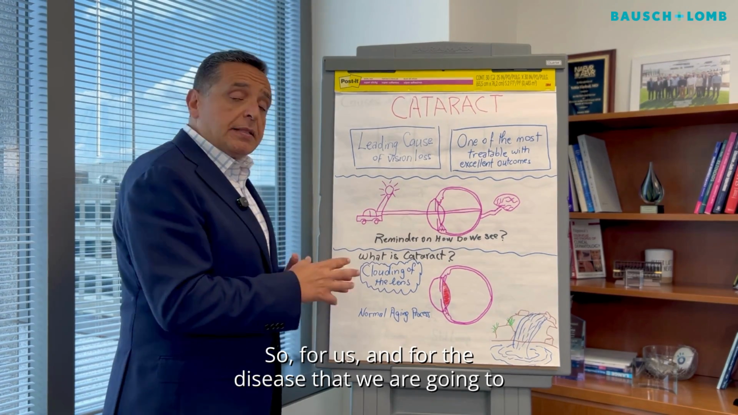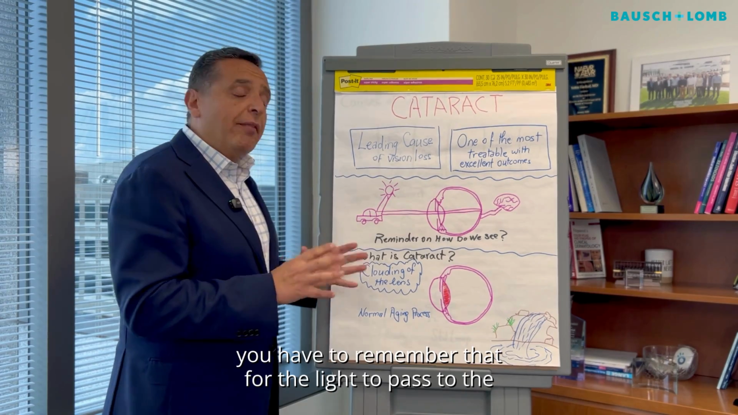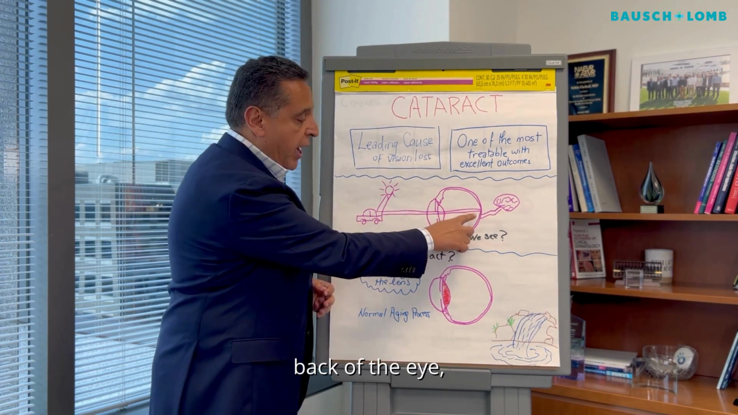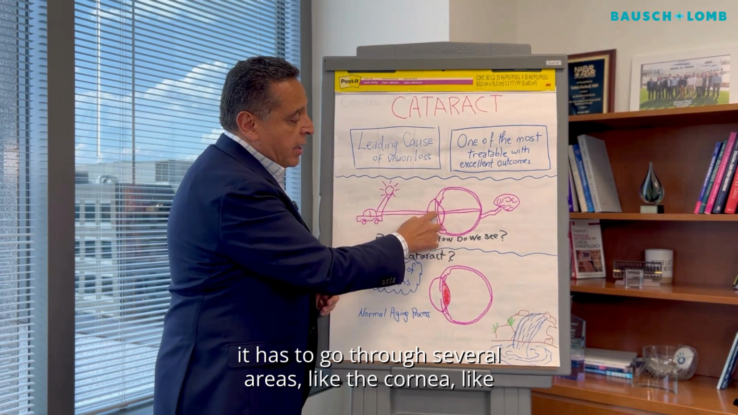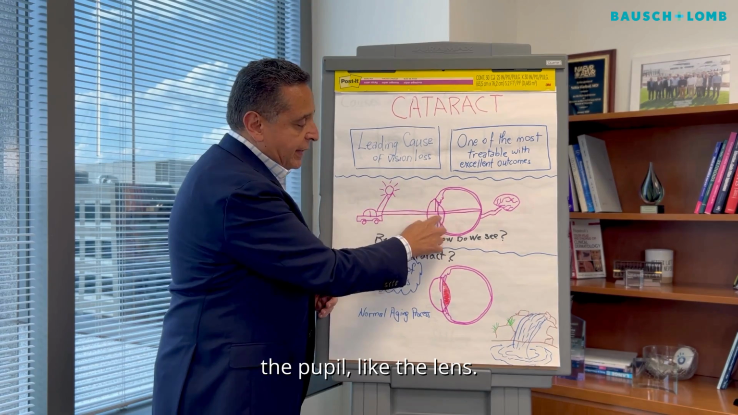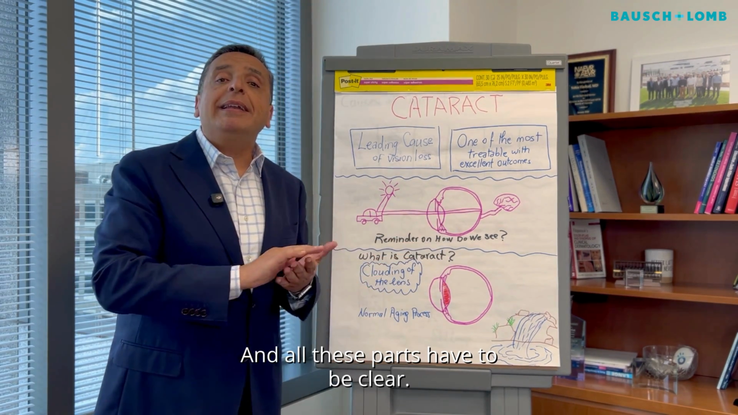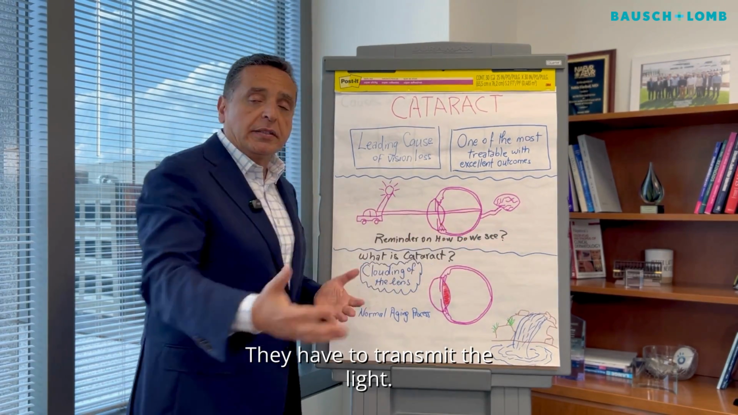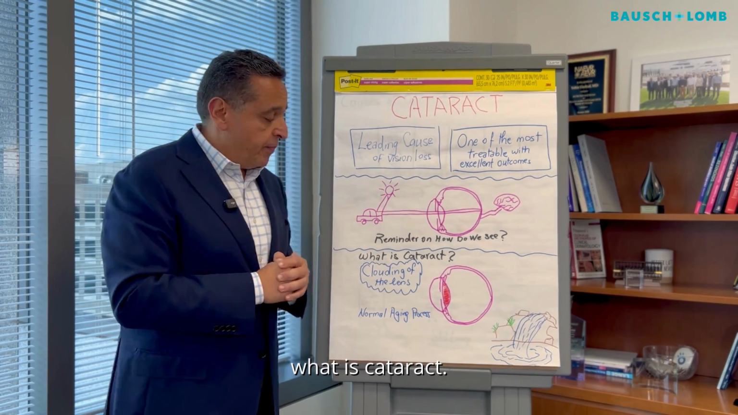For the disease that we are going to discuss today, you have to remember that for the light to pass to the back of the eye, it has to go through several areas, like the cornea, the pupil, and the lens. And all these parts have to be clear. They have to be transparent. They have to transmit the light. Giving you this reminder, now we can discuss what cataract is.